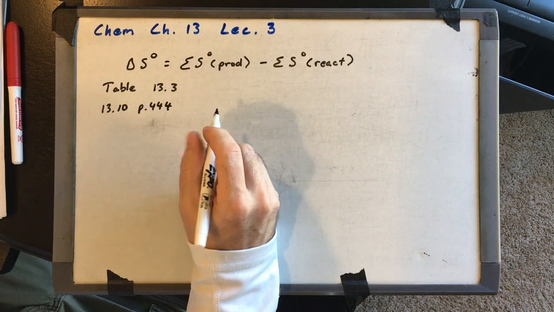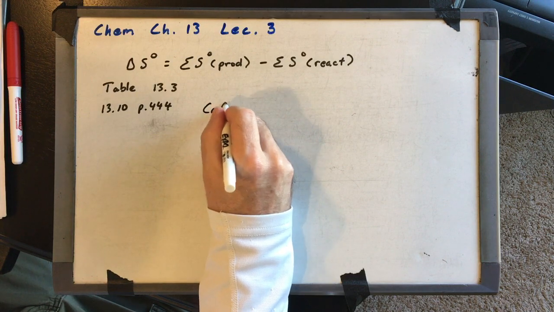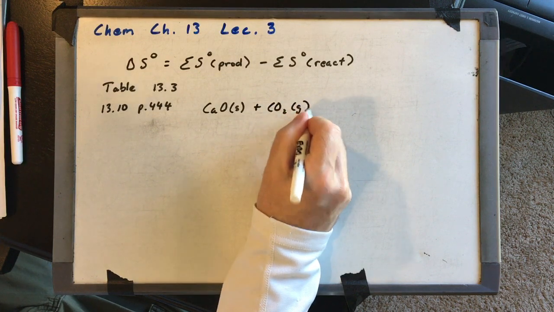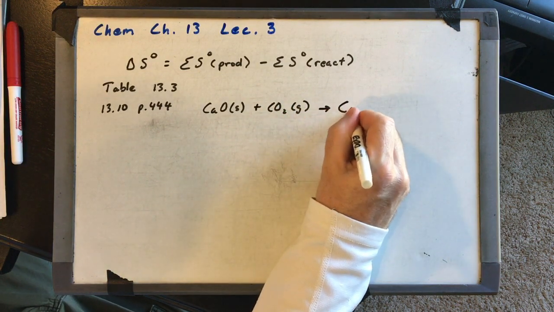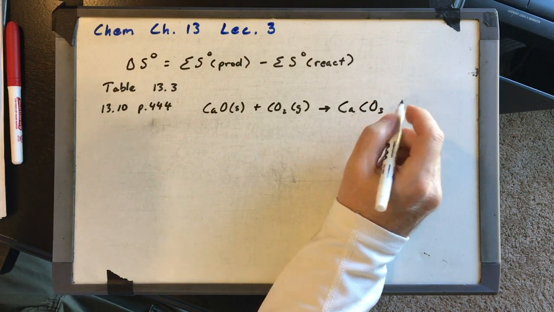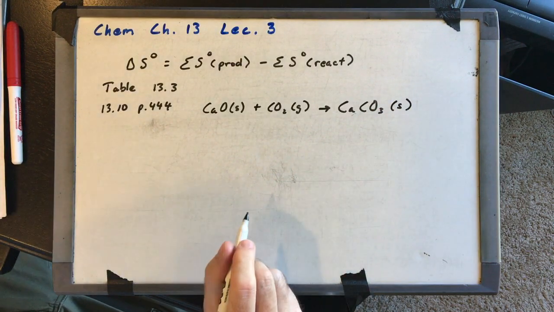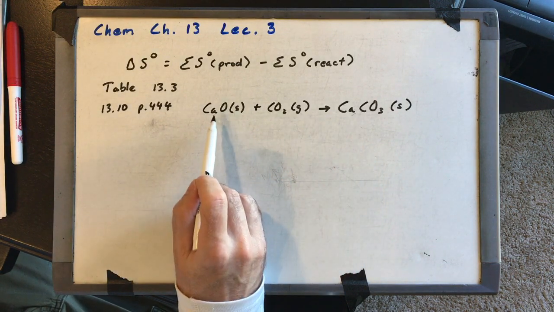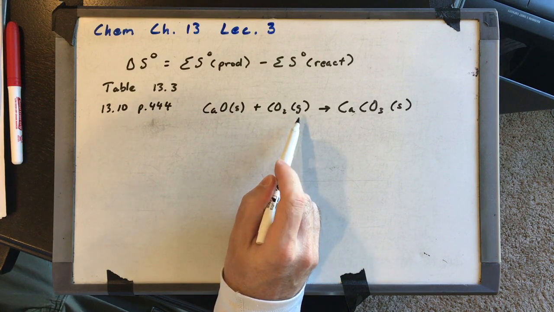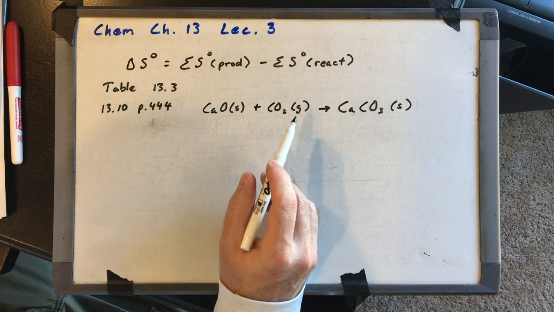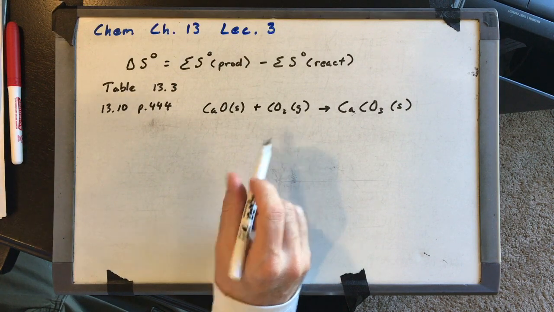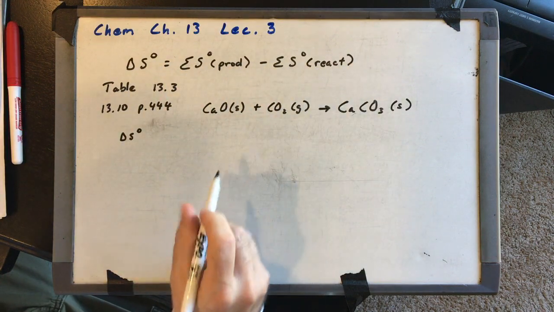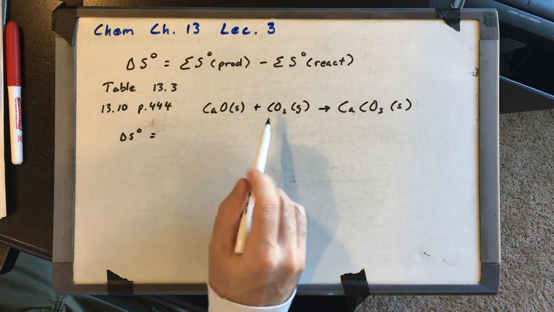And we are given the reaction CaO solid plus CO2 gas makes calcium carbonate, CaCO3, and that's a solid. This is the shellfish reaction where shellfish make their shells with lime and carbon dioxide in the ocean. So we're going to try to figure out the delta S from this reaction using this formula in table 13.3. So it's balanced, and there's just 1 mole of each.